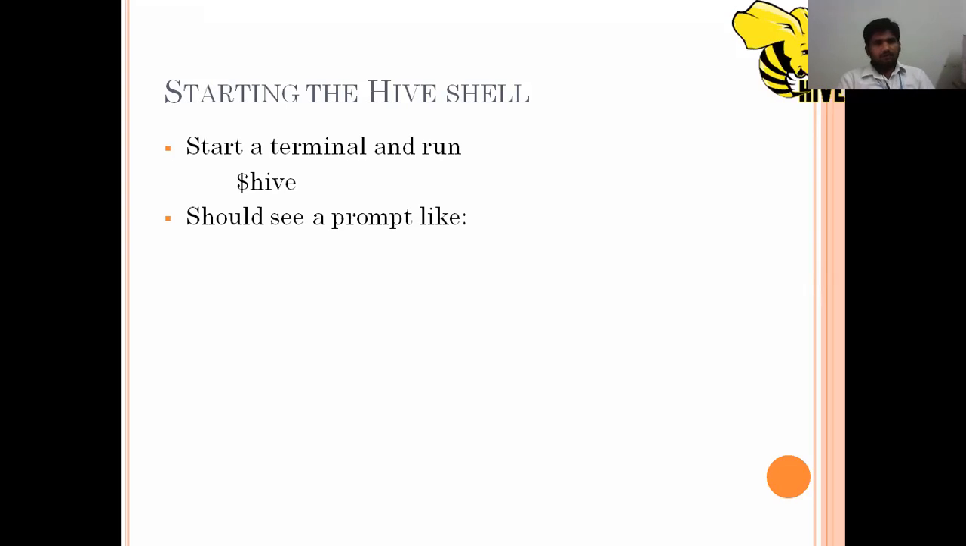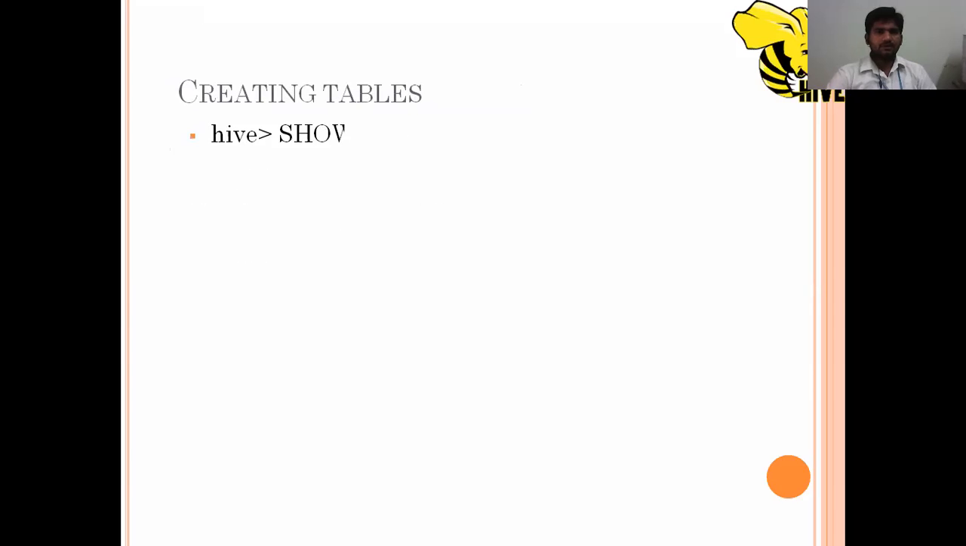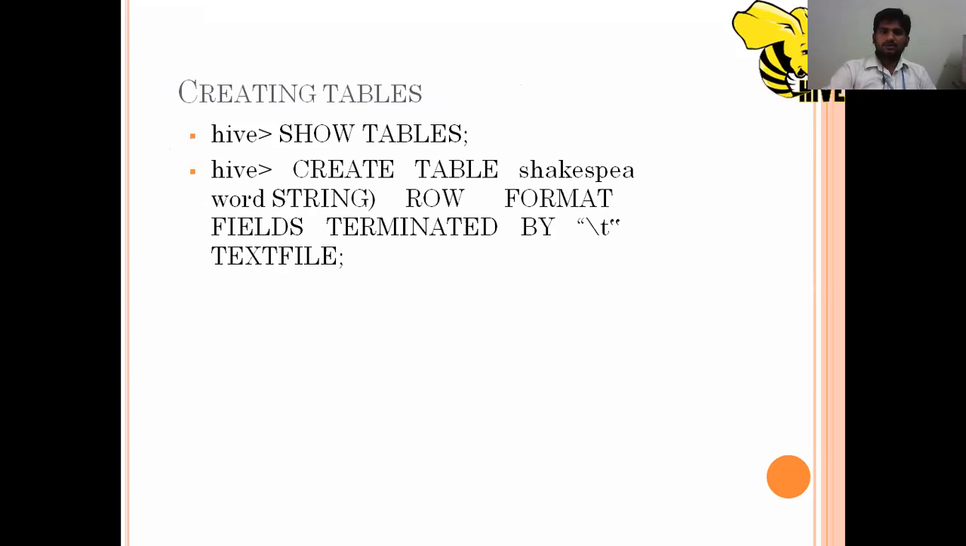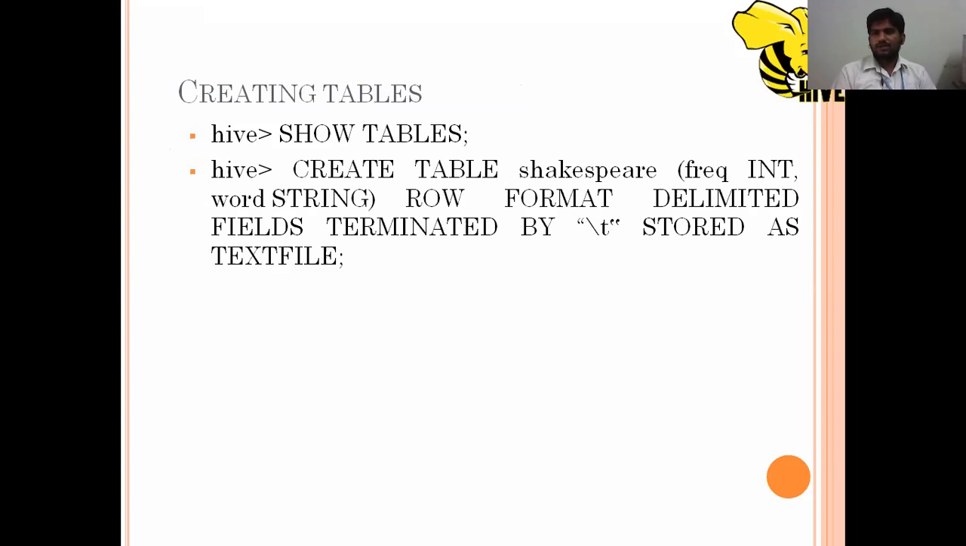We should see the format like this: Hive greater than symbol. In the same way, in Pig the Grunt shell starts with the Pig greater than symbol. Here we have Hive. Creating tables: once it has started with Hive, show tables. Previously in SQL we could select star from a table. Same here, we can show the tables. It shows the tables.